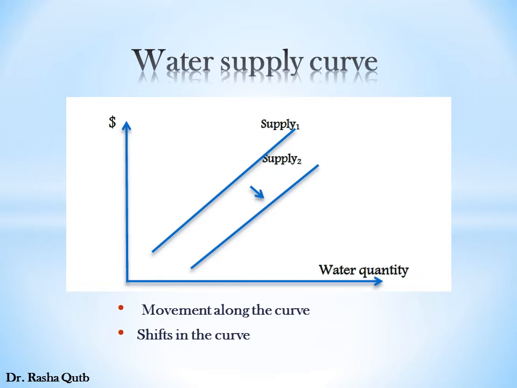Like any supply curve, it is upward sloping, reflecting the positive relationship between the water quantity and the price of water. Water quantity is obtained from two sources, surface water and groundwater. They are the main sources of water.